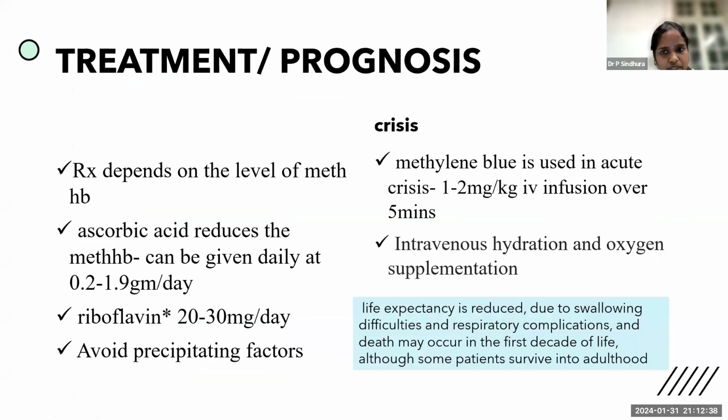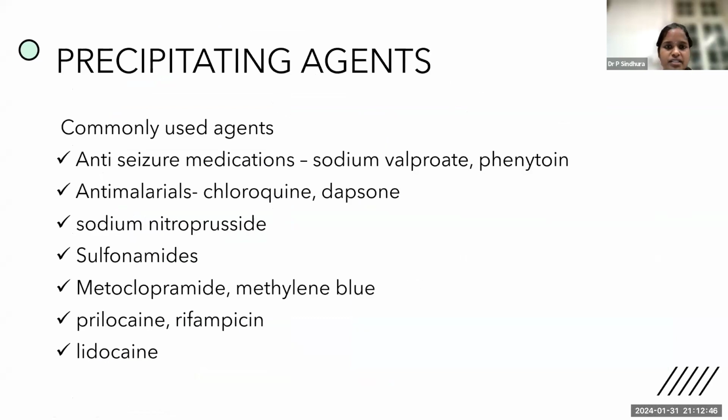But during a crisis, we have to give methylene blue. Coming to the prognosis, the life expectancy is significantly reduced in type 2 children because of swallowing difficulties and respiratory complications. And these are some precipitating agents which we have to make sure the child does not receive, which might trigger methemoglobinemia.